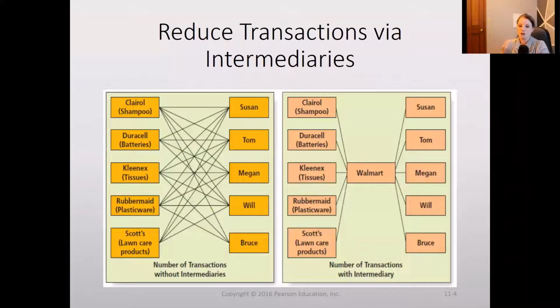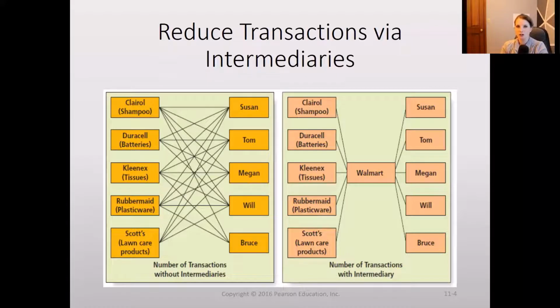So here you can see that if we had these 5 people and they each had to buy these different items directly from the brand or the company that produces them, there's a whole bunch of transactions there, right? But if we then add in a retailer like Walmart or Target or wherever, then each of those people can go to one place and purchase all of those products. All of those companies only have to deal with one intermediary. They're not dealing with the individuals, right? How frustrating would it be for Clairol to have to sell one bottle of shampoo to Susan, right? And then also one individual bottle to Tom, right?